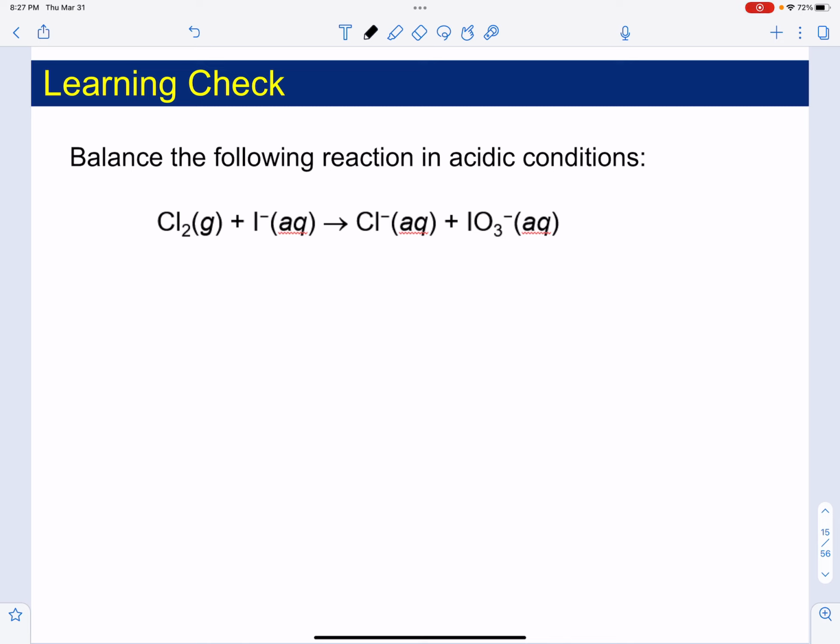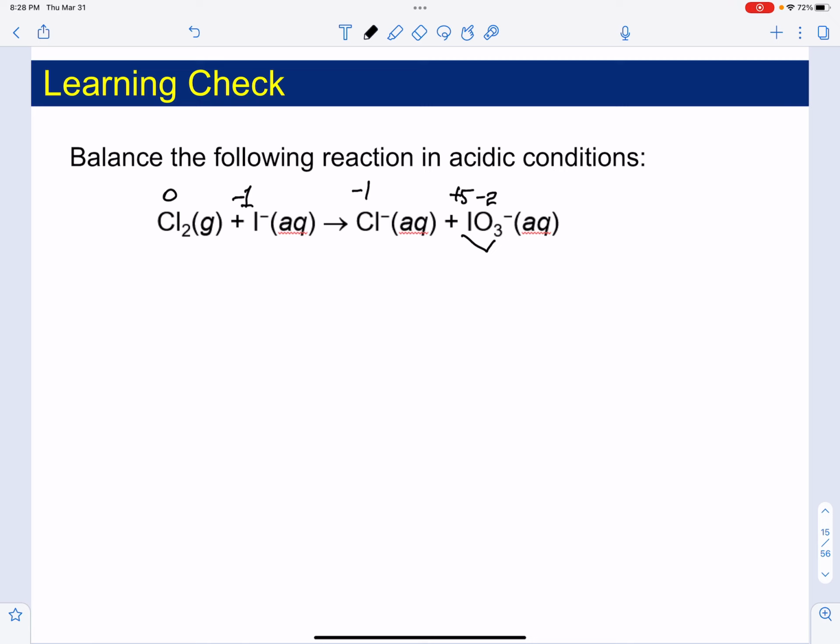So first thing we do, step number 1, we're going to assign oxidation numbers so we can identify the reduction and the oxidation. So chlorine is by itself, so 0. Iodide is an ion, so -1. Chloride is an ion, -1. Iodate, we know that oxygen is -2. There's three of them, so altogether -6. But the overall charge of the polyatomic ion is -1. So iodine is going to have to be +5.